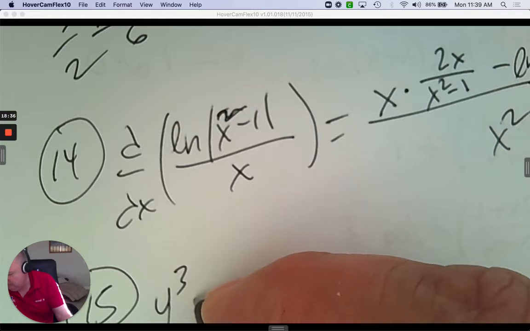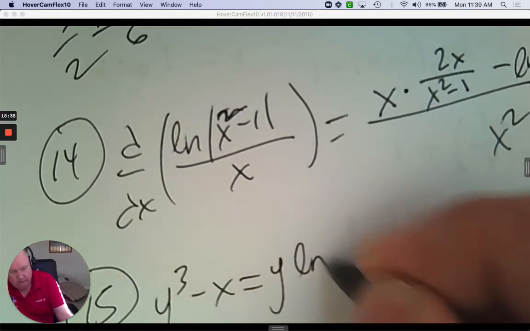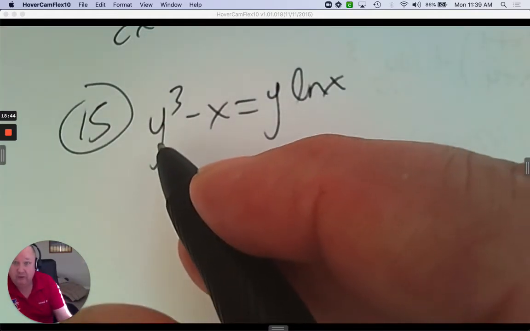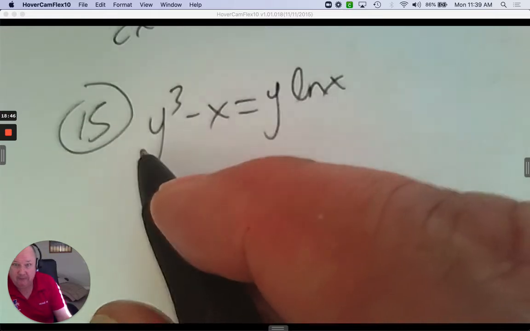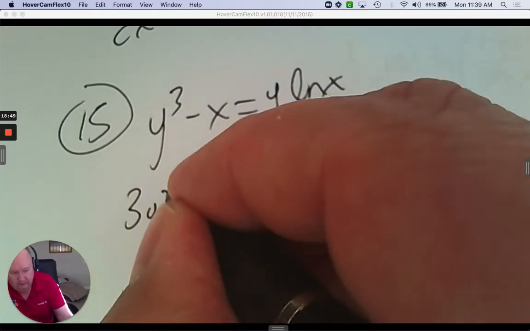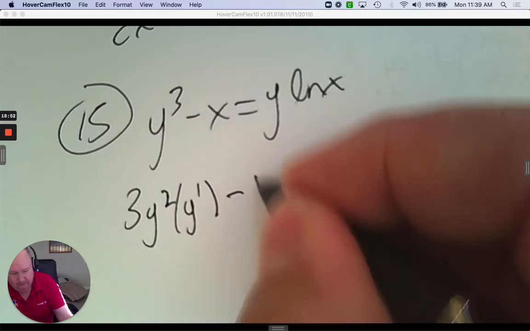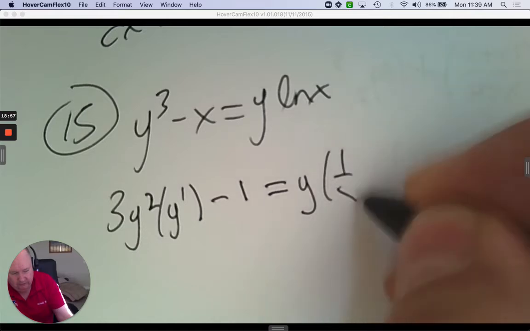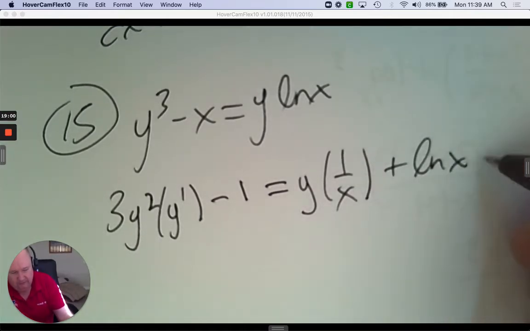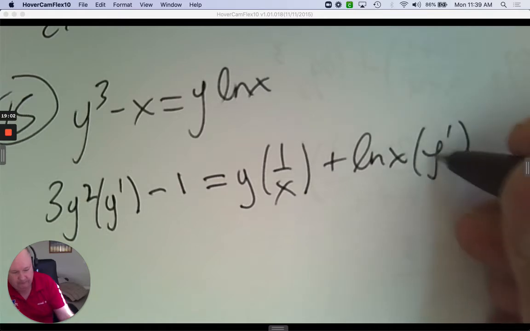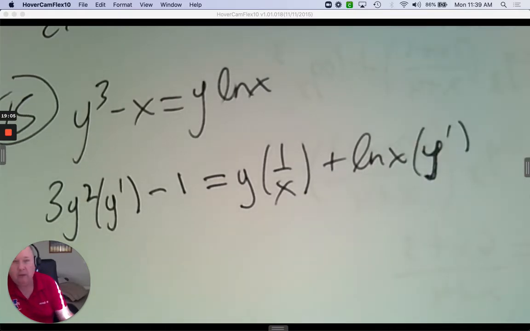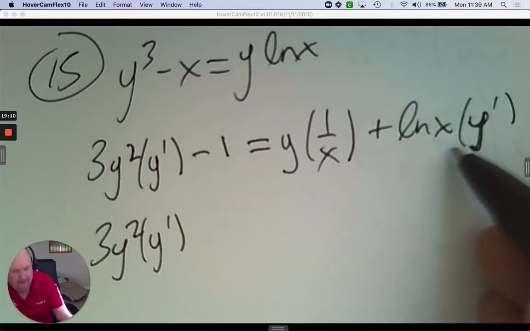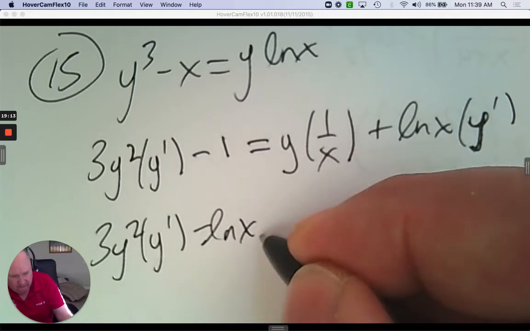y cubed subtract x, y ln x. So this is going to be implicit differentiation. So again, always pause and try it first. It's a video, so you don't have to keep up with my pace. That's 3y squared times the hook, y prime, minus 1. And then this is the product rule. So the first times the derivative of the second plus the second times the derivative of the first. So the derivative of y is 1, but it needs the hook, y prime. So recognize what has a y prime. So 3y squared. And this on the right, so we're going to subtract ln x, y prime.